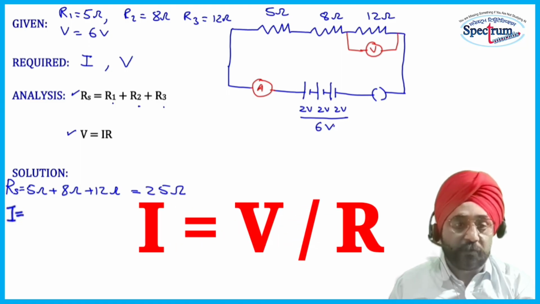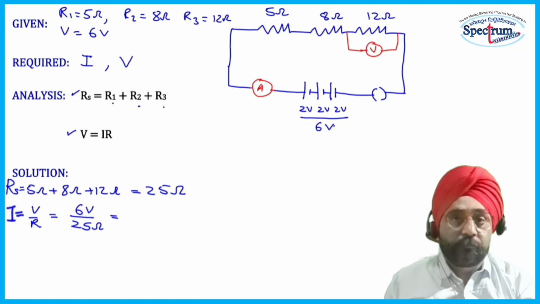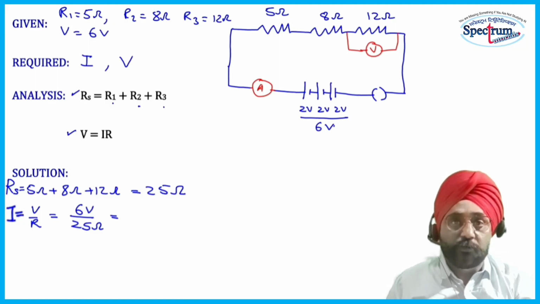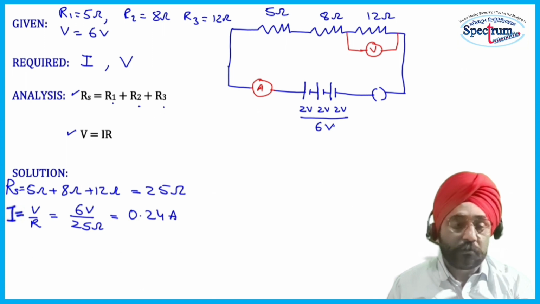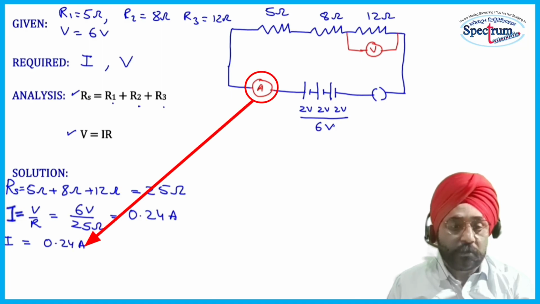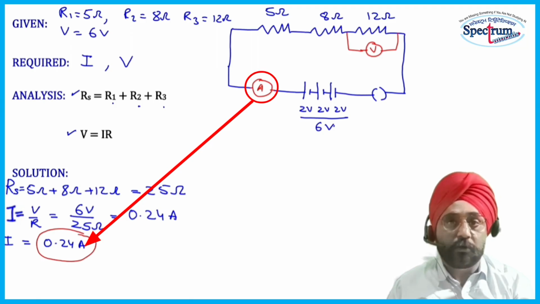Using Ohm's law we get I is equal to V upon R. So we have 6 volt, R we calculated 25 ohm. 6 divided by 25 comes out to be 0.24 amperes. So the reading in ammeter is 0.24 ampere.